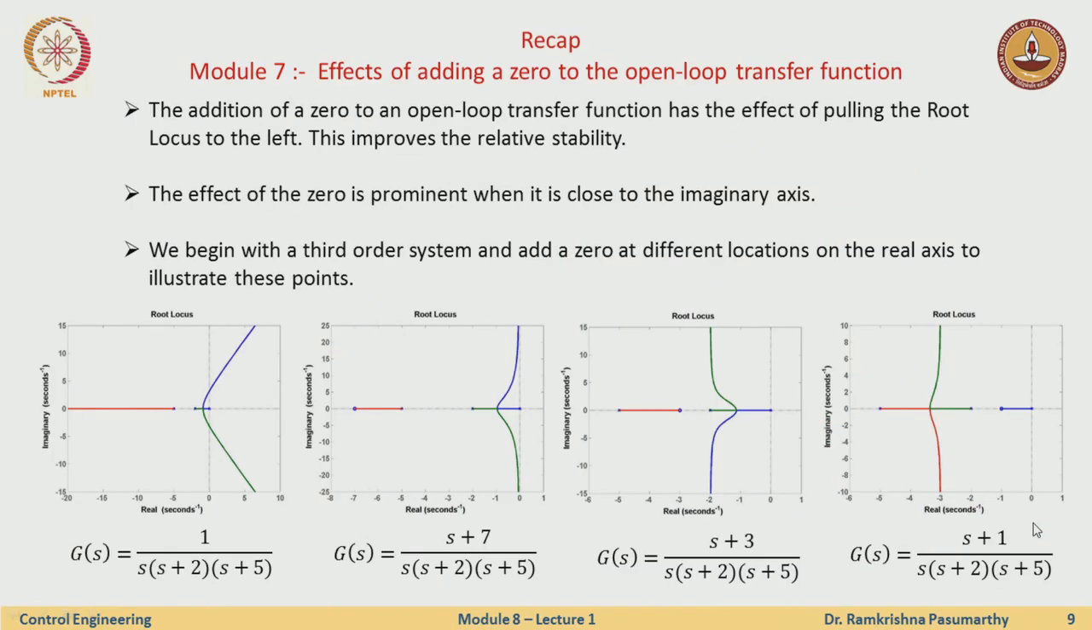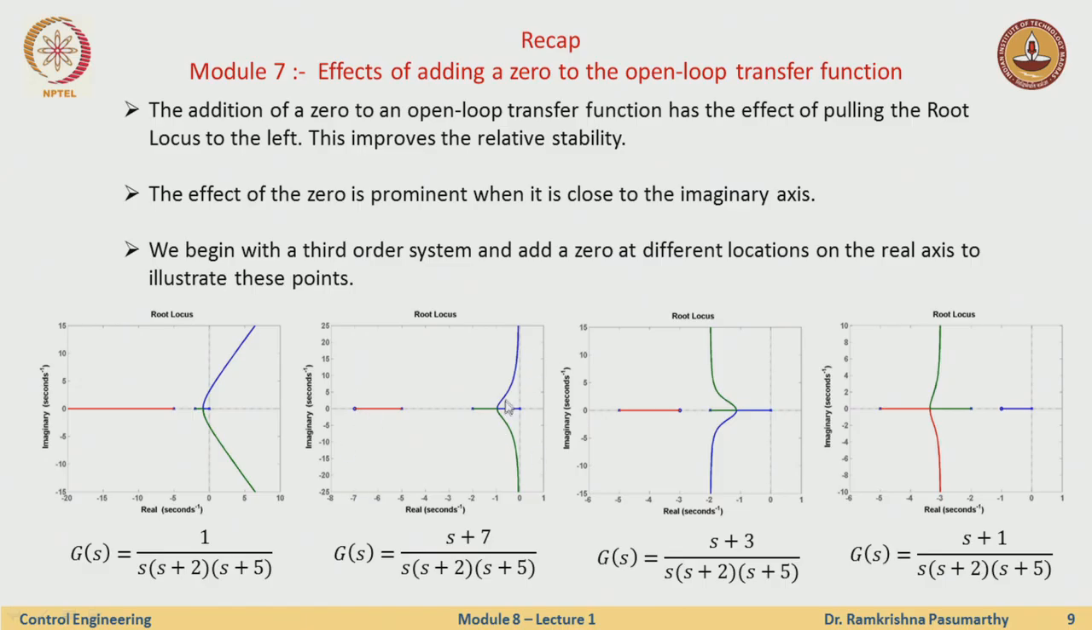Before I know where the 0 will be placed, I'll just recollect what I observed earlier in terms of the effects of adding a 0 to a system. I just have the standard system. This is my given plant, 1 over s plus 2, s plus 5, which has a root locus like this. So for certain gains it goes to instability. Let's say I add a 0 at s equal to minus 7 somewhere here. Then I see that the root locus is pulled slightly to the left.